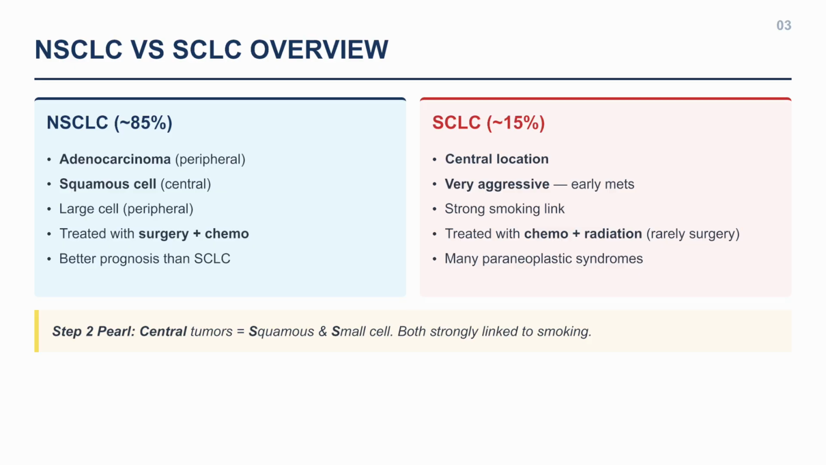Small cell lung cancer, or SCLC, accounts for about 15% of cases. It is centrally located, extremely aggressive with early metastases, has the strongest link to smoking of any lung cancer, and is treated primarily with chemotherapy and radiation. Surgery is rarely indicated. SCLC is also associated with many paraneoplastic syndromes. Step 2 Pearl. The central tumors are squamous and small cell. Both start with S, and both are strongly linked to smoking.